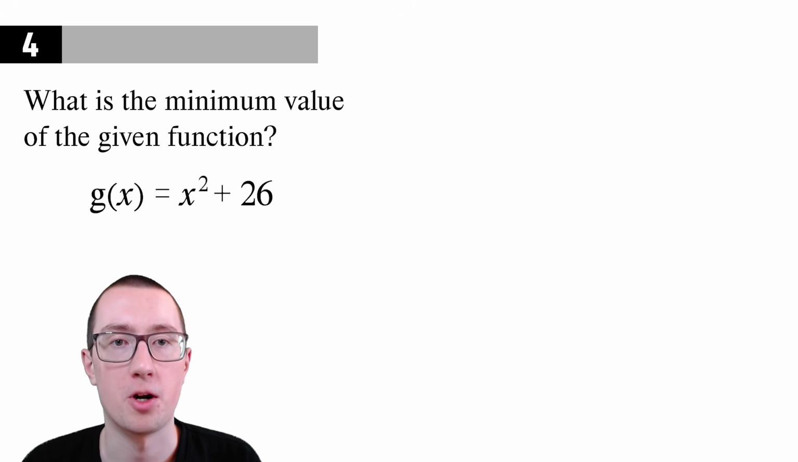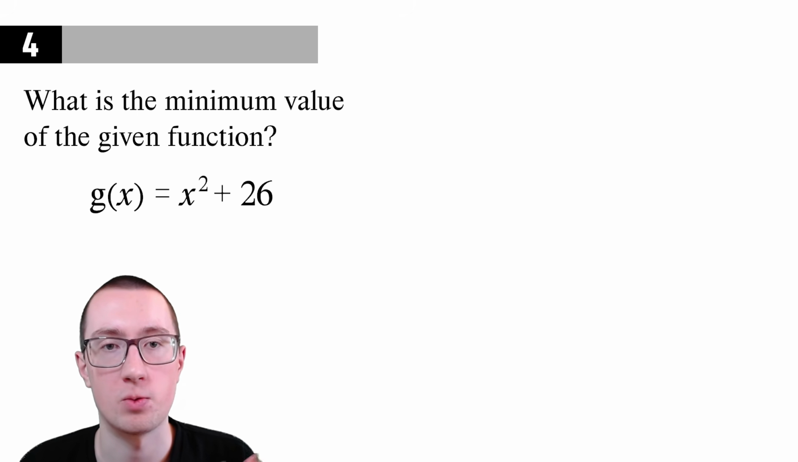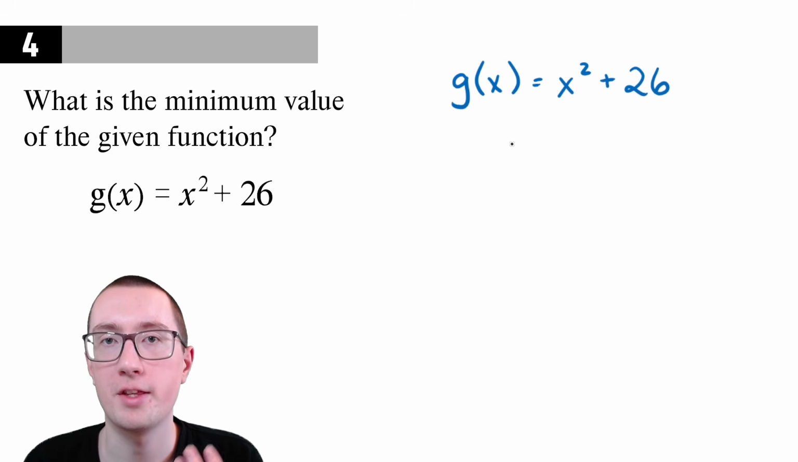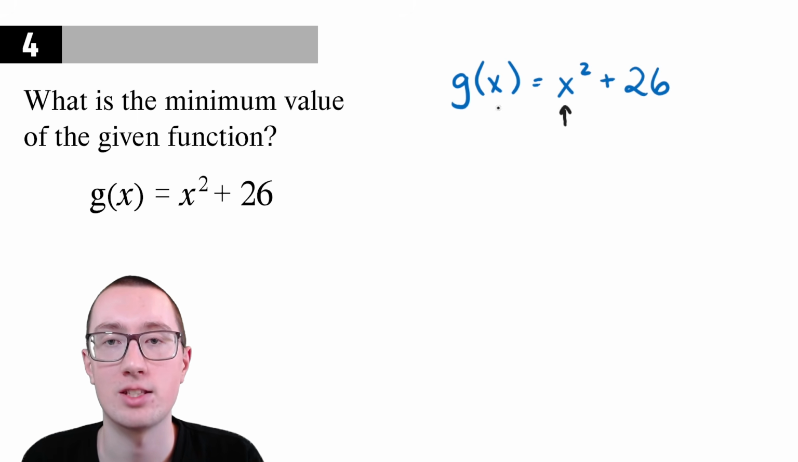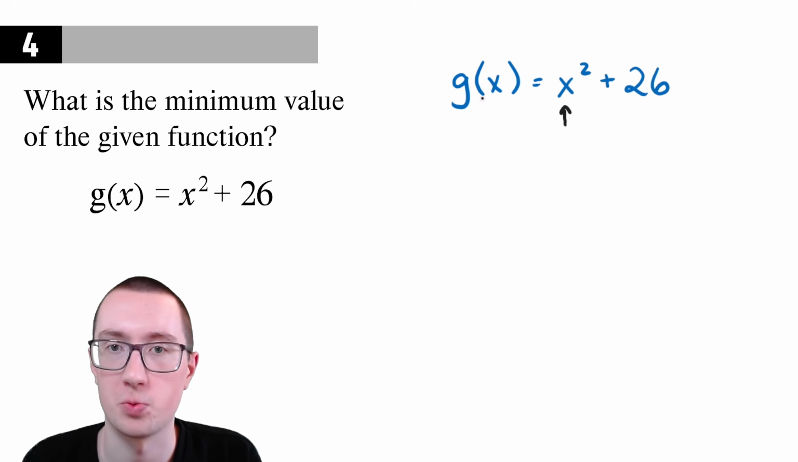Here's the next example problem. It says, what is the minimum value of the given function? And then we have a function there. It says g of x equals x squared plus 26. So the way that a function works is you basically just plug in numbers for x and then get something out for g of x or f of x or whatever letters here.